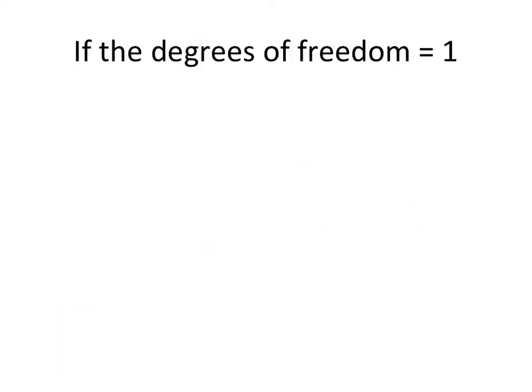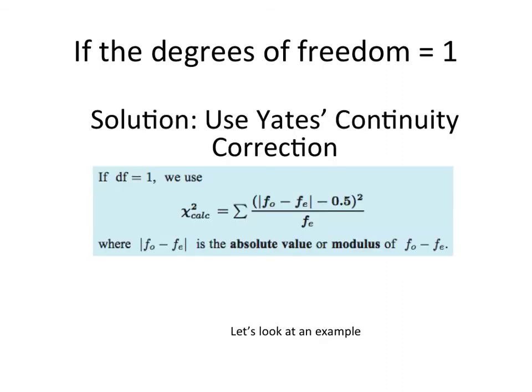Okay, the second situation where we might need to make some changes to our chi-squared test is when our degrees of freedom is 1. That means when our size is so small that we end up with basically a 2 by 2 contingency table, and so our degrees of freedom is 1. If this is the case, our solution is to use something called Yates continuity correction. Really all this is, is that we subtract 0.5 from this difference.